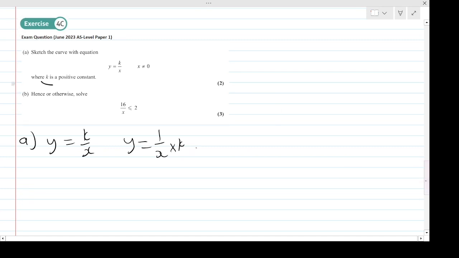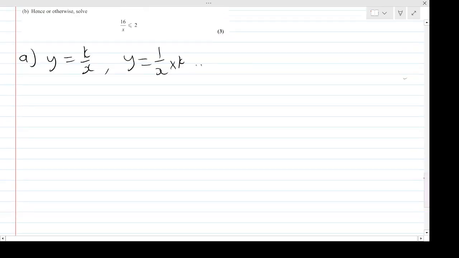If it didn't say k was positive, it could be negative 1 over x or 1 over x, depending on what the sign of k was. So it would make our job harder, but in this case, we're told k is positive, so we just have the positive 1 over x graph. Anyway, with that in mind, we're basically just going to sketch 1 over x.